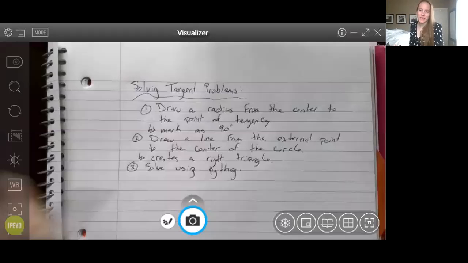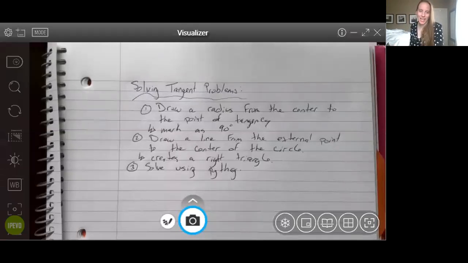Okay, so these are kind of the first 3 steps to solving a tangent problem. Assuming you already have a circle and a tangent line drawn, you want to draw the radius from the center of the circle to the point of tangency and then mark it as 90 degrees, so with like a little box. Then you're going to draw a line from the external point to the center of the circle. This is going to complete a right triangle for you to use. And then you're going to solve for the unknown side of the triangle using Pythagorean theorem. There are other steps that may need to come after that, depending on what you're asked for, but we'll go over that in some of these examples.